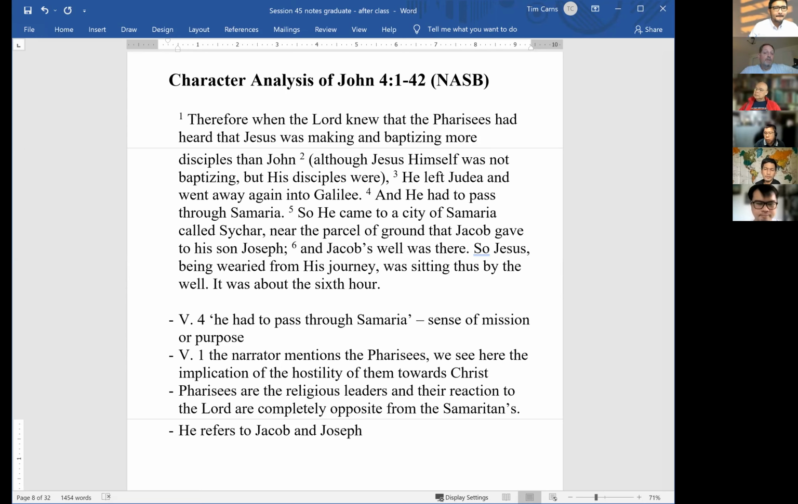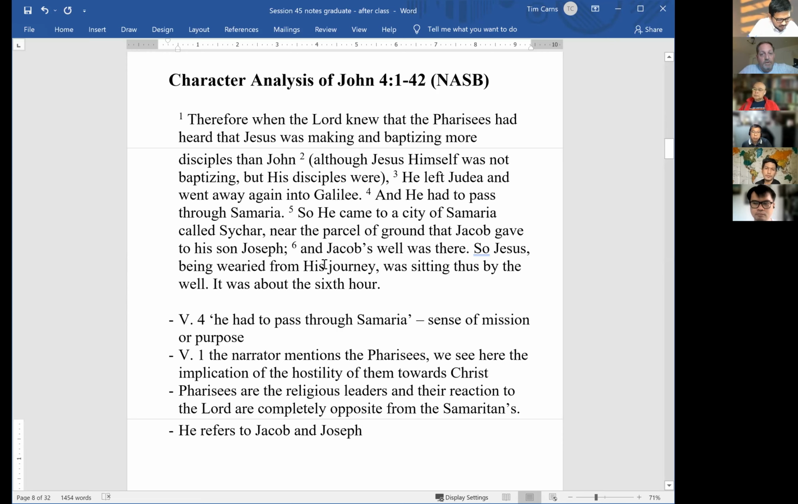And certainly the Samaritans would share in that history with the Jews, right? There weren't Samaritans until really the Assyrian exile. Before that, Samaria was just a part of the 10 northern tribes, and before that, a part of unified Israel. So they shared Jacob and Joseph as part of their heritage too.